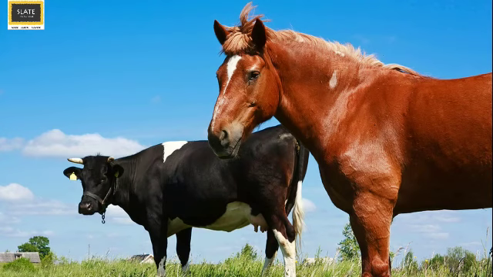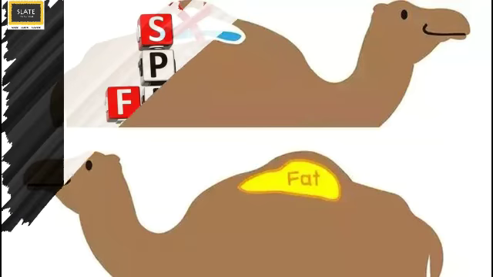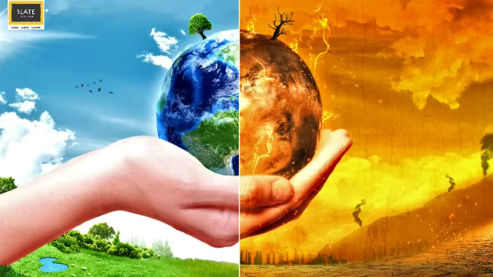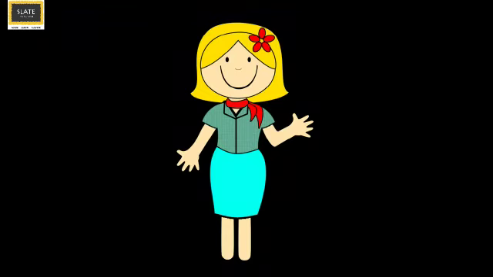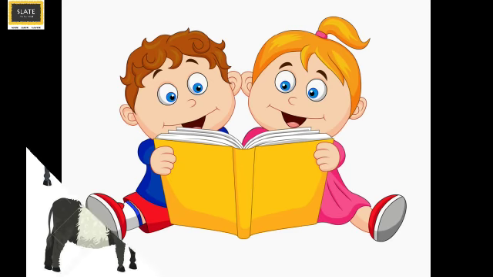Wonderful! Children, in our last session, we understood how animals like horses, cows, fish, and camels use their spatial body parts to survive in different conditions. Slaters, in today's session, we will continue learning about these animals and their spatial body parts.